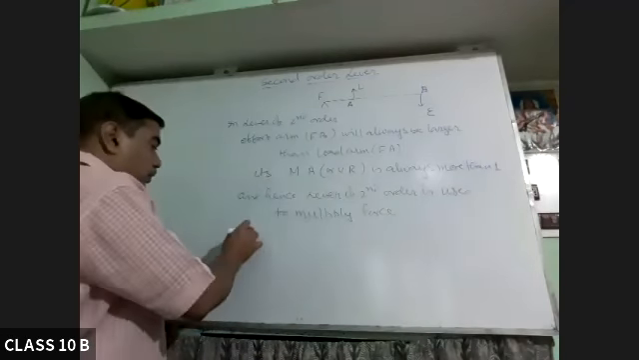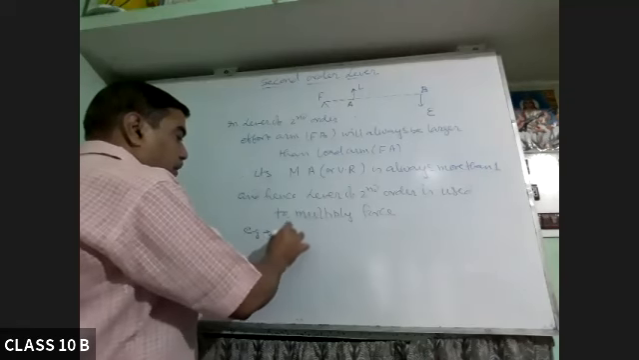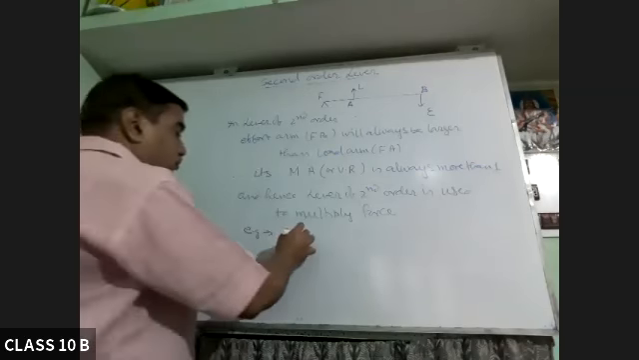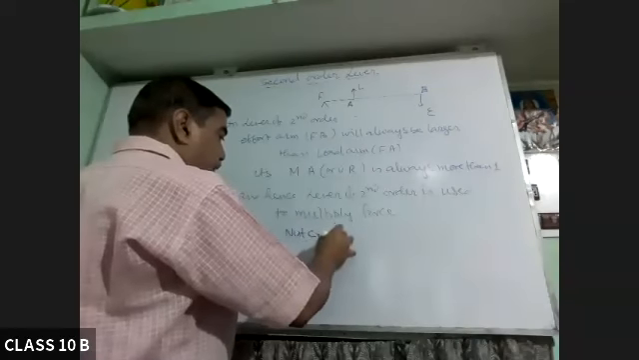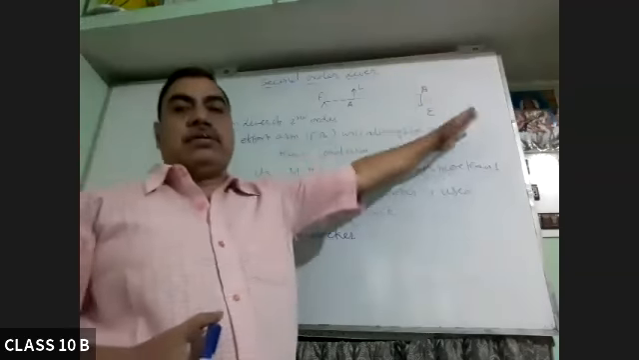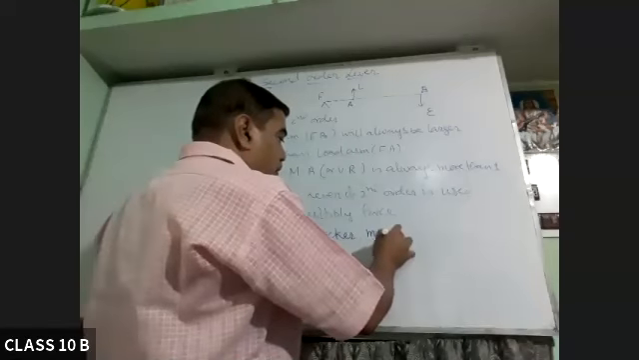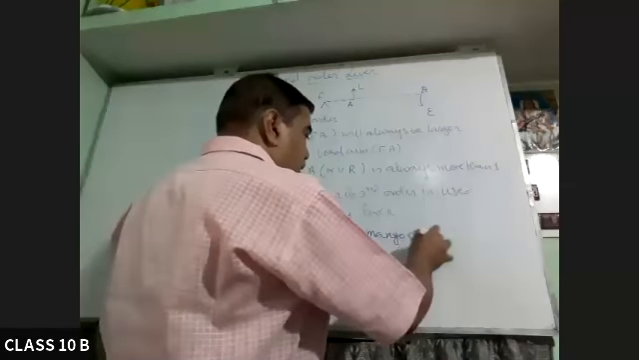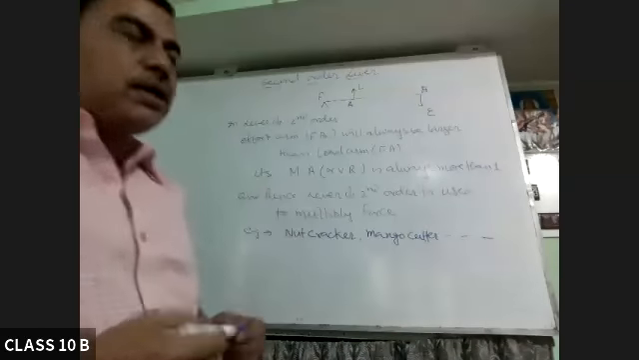So what are the examples? Nutcracker. In case of nutcracker, what will be? Load is placed here, fulcrum one side, effort other side. Nutcracker, we call mango cutter. So many examples are given in the book, so you have to learn the examples.